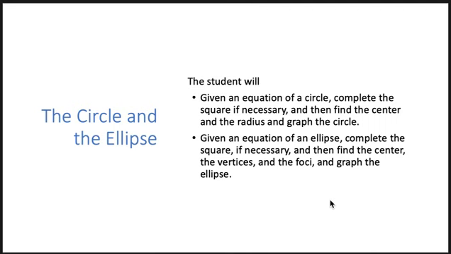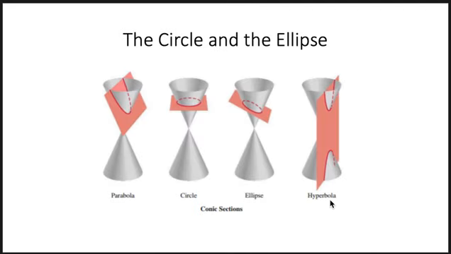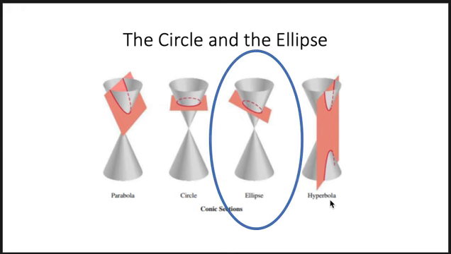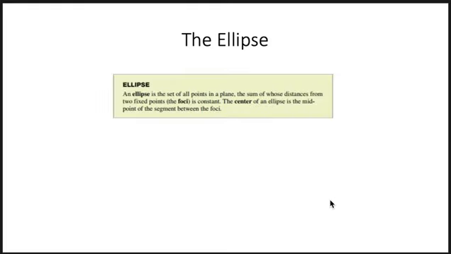So let me show you, first of all, in our group of conic sections, what we're focusing on is the ellipse. And the ellipse looks like this. And the ellipse is kind of like an elongated circle. It can be either elongated along the horizontal axis or the vertical axis. The definition of an ellipse is the set of all points in a plane, the sum of whose distances from two fixed points, which are called the foci, is constant. The center of an ellipse is the midpoint of the segment between the foci.